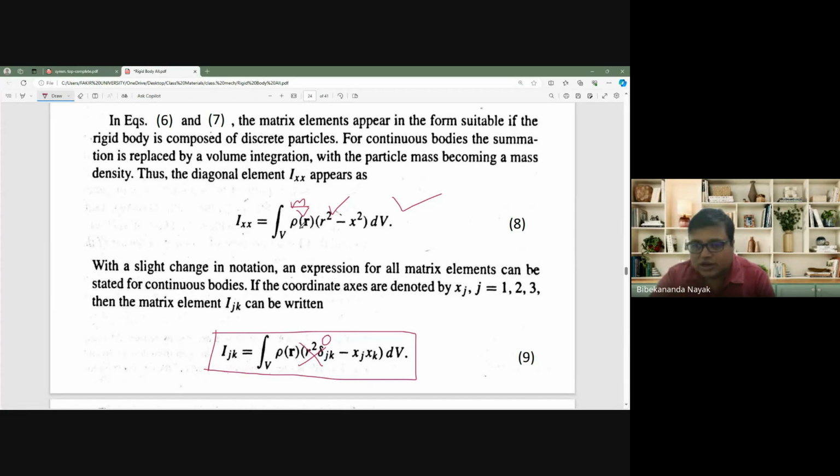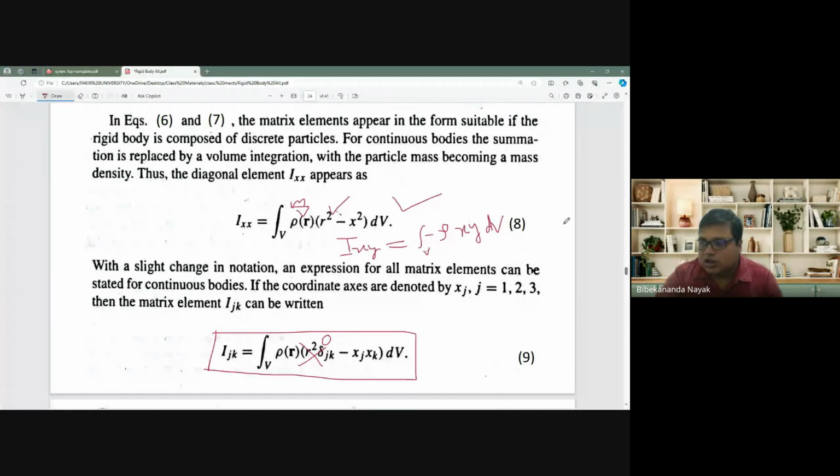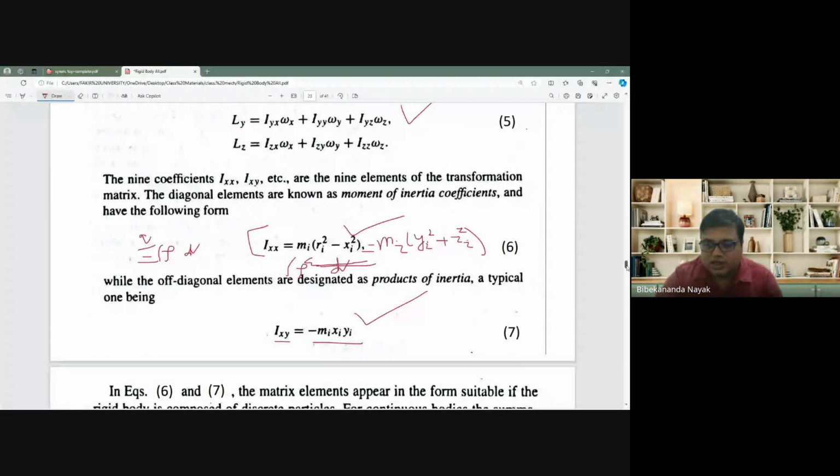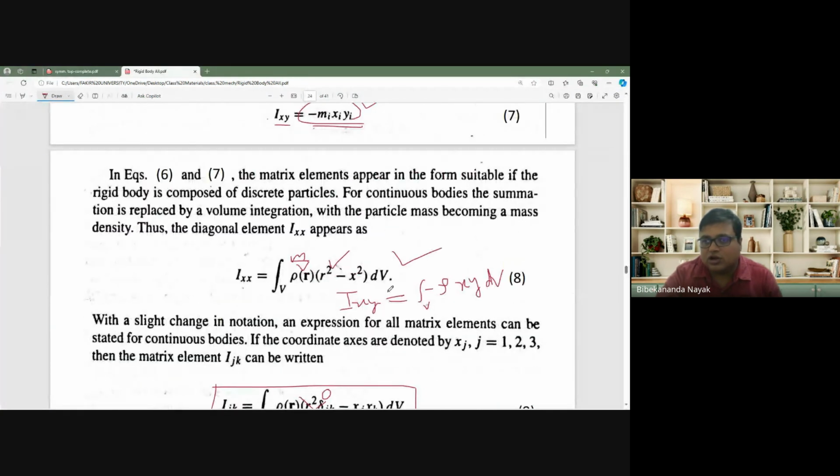Combine these two. This one is the first. For the second, if I write Ixy, it will be what? Volume V, minus sign, rho, x y, M y xy dv. And the second term, this one, is an integration over a continuous body. For a continuous body, rho dv over all terms will remain, rho contains mi, so xy dv.